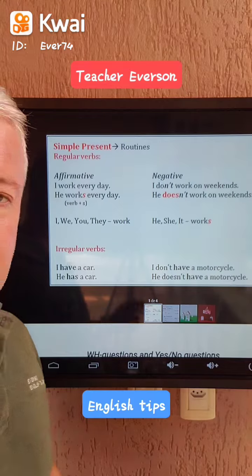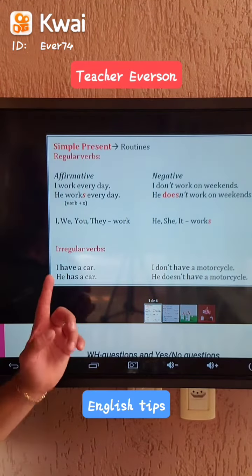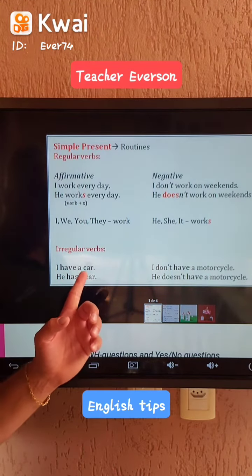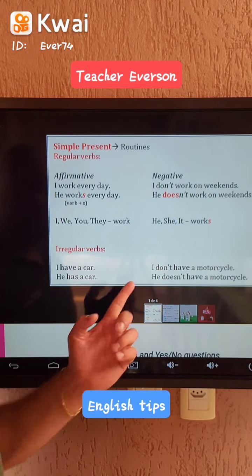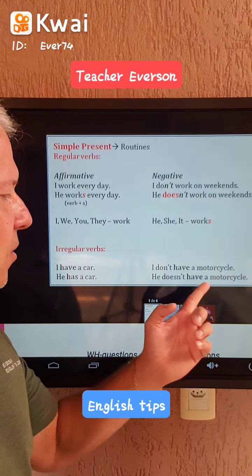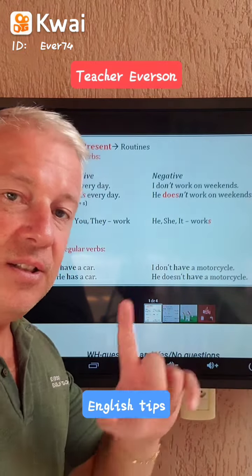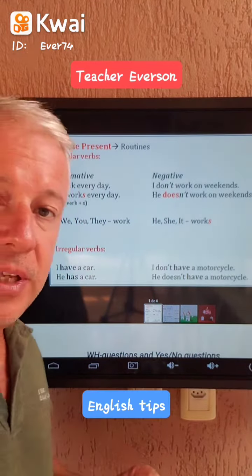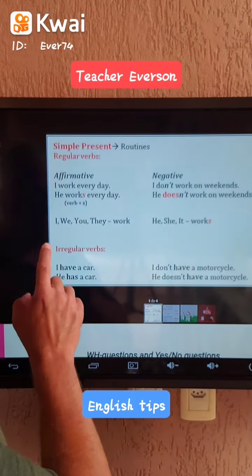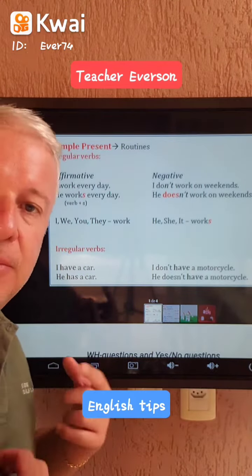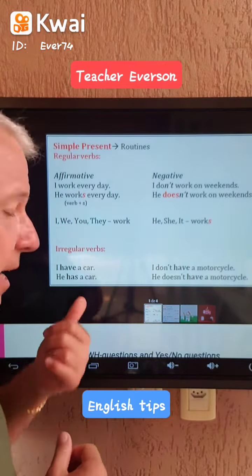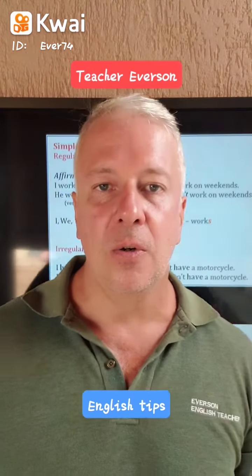Irregular verbs. Two examples of irregular verbs. I have a car. He has a car. I don't have a motorcycle. He doesn't have a motorcycle. See, in the negative sentence, it doesn't change anything. We only have to pay attention in the affirmative. I have, okay, no problem. He has, ele tem, right?